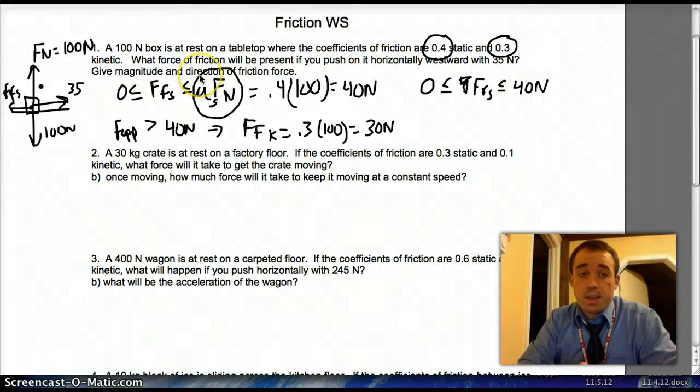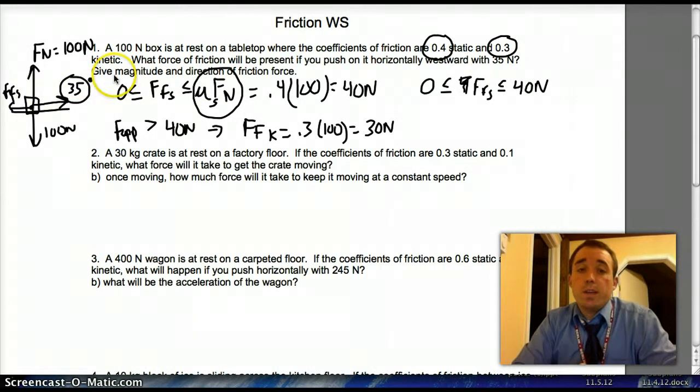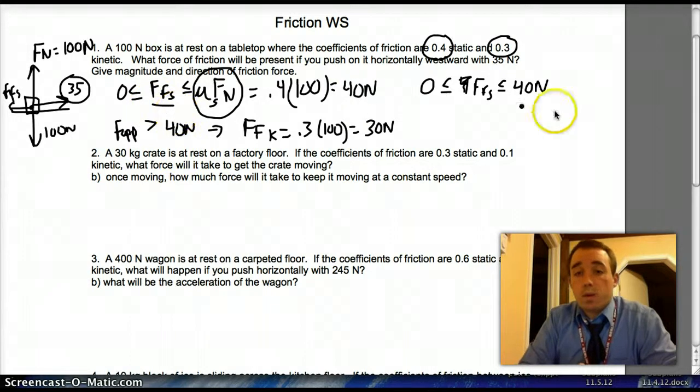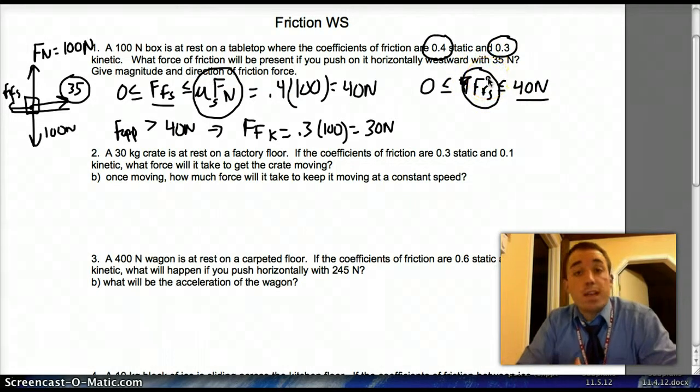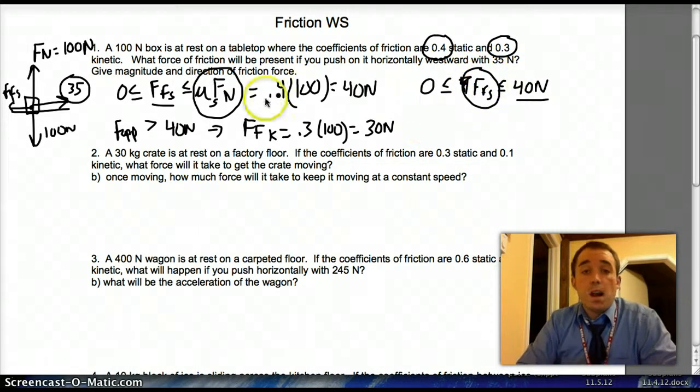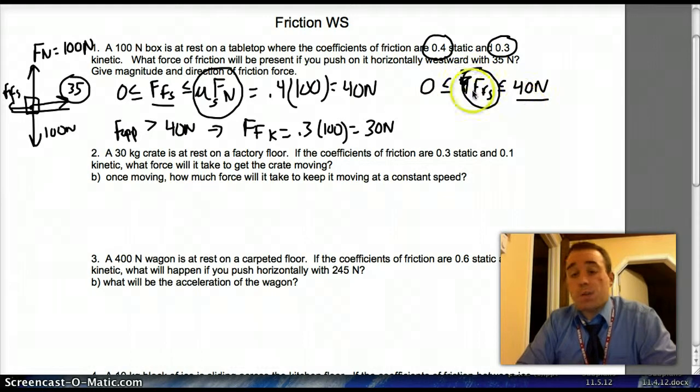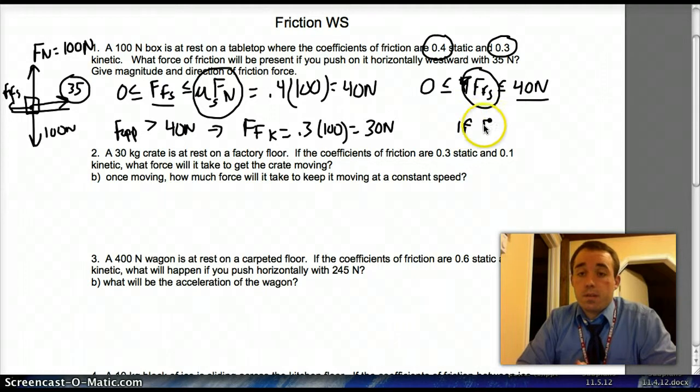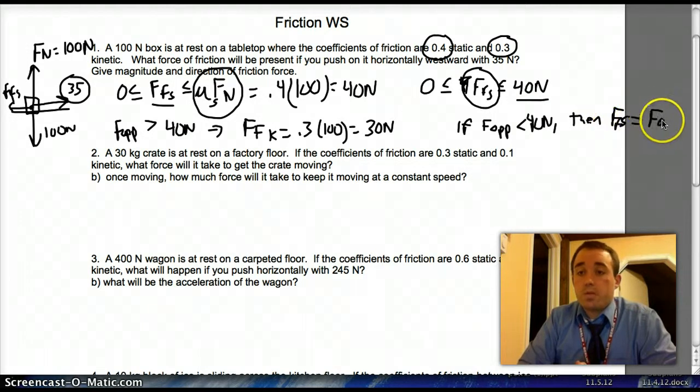And this question is saying I'm only pushing 35, which means I'm not above my 40 yet, I'm still within this range. I haven't reached 40 yet, so I'm in the static friction range. Because I haven't pushed 40, I get matched. My force of static friction matches my applied force. So another way to say this, if F applied is less than, in this case, 40 newtons, then the force of static friction, FFS, equals my applied force.